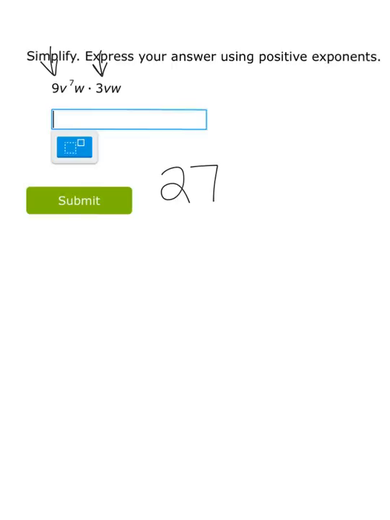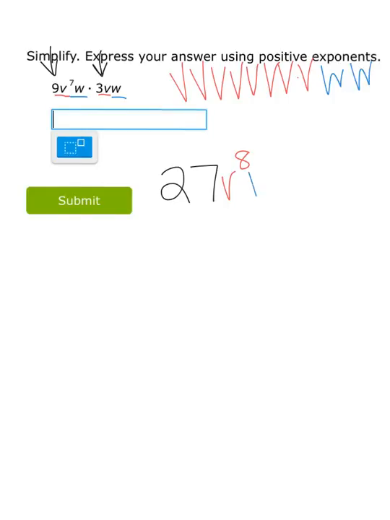Let me see if I can switch color here. So I have v to the 7th times v. And remember, if we were to expand this out, v to the 7th would mean there would be 7 v's times 1 more v. So overall, we would have 8 v's. So this would be 27 v to the 8. And now I'm going to switch and multiply the w's. So I have 1 w times another w, which would be 2 w's. So my final answer would be 27 v to the 8 w squared.